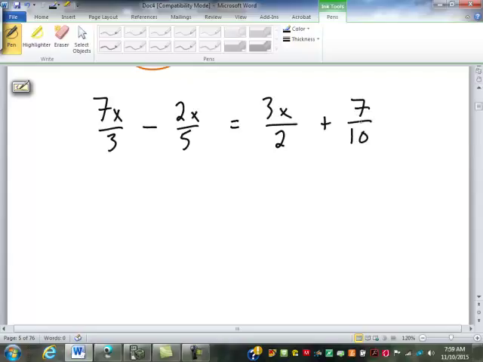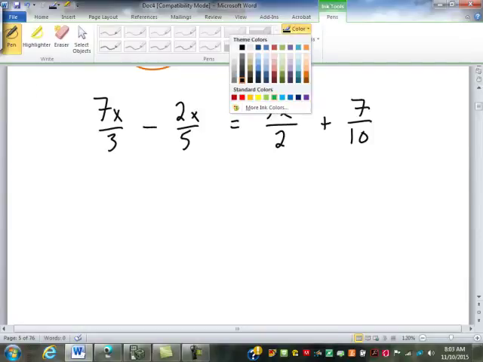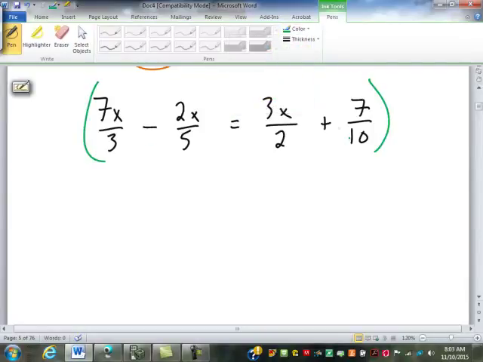Let's have you try this one in your notes. Okay, so what is our common denominator going to be? 30 works. So 30 over 1 times 7x over 3. 30 and 3 cross cancel, give me 1 and 10, so that is 70x.